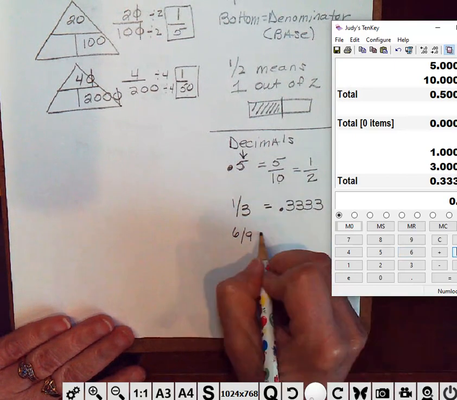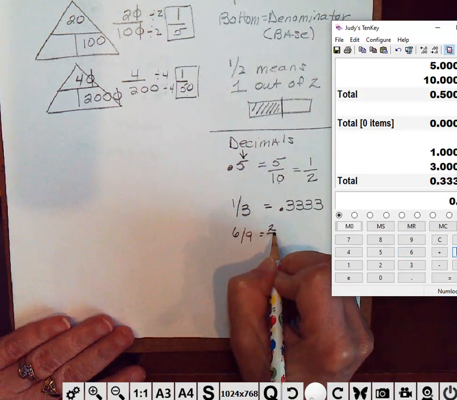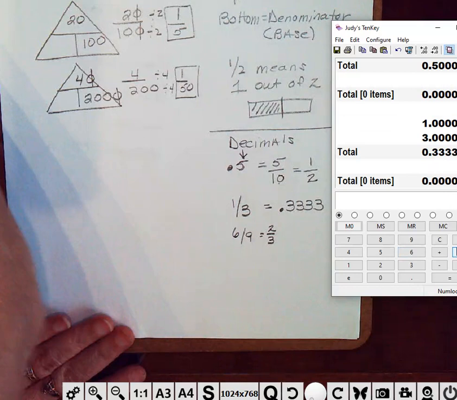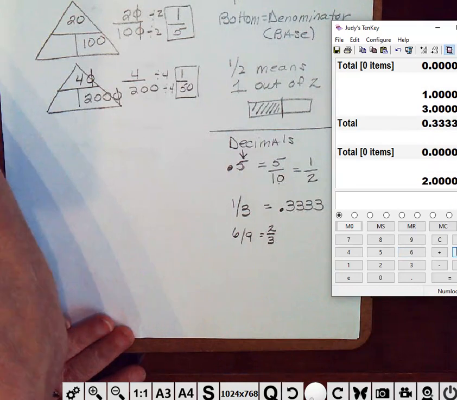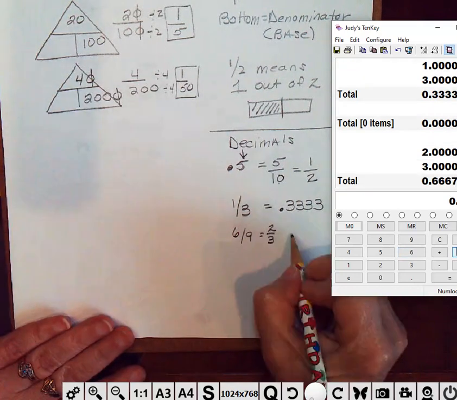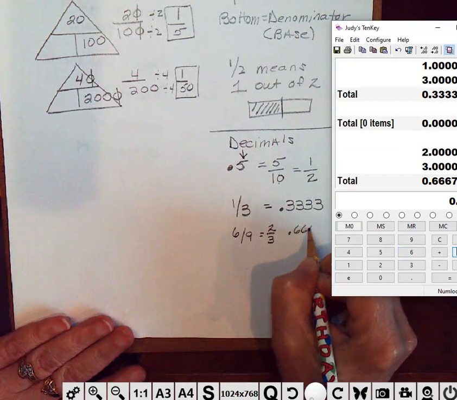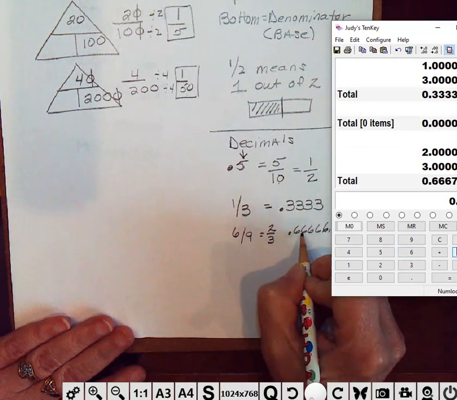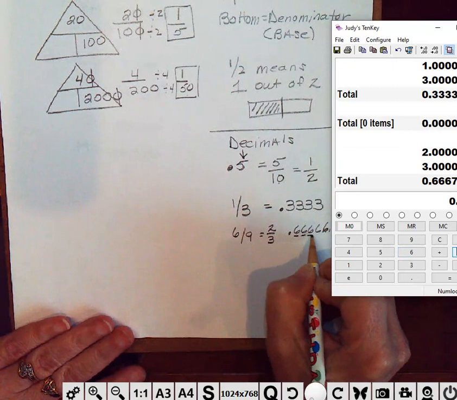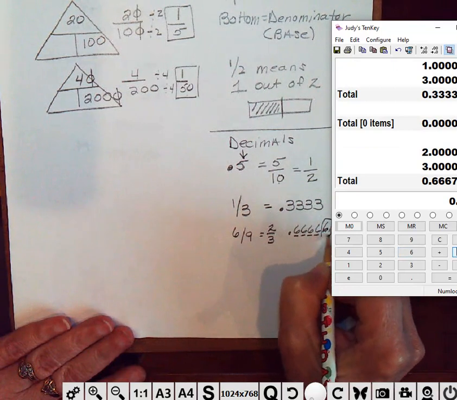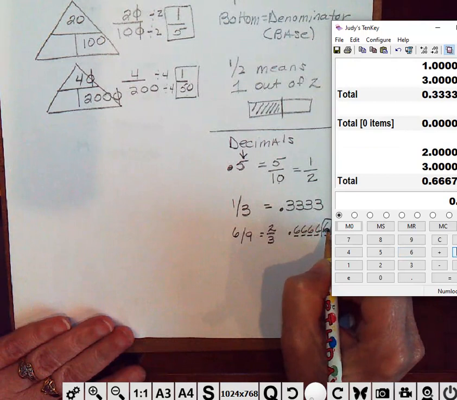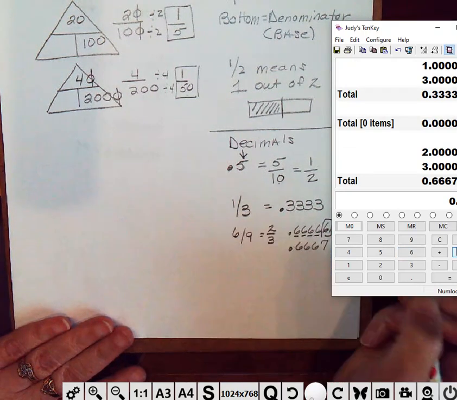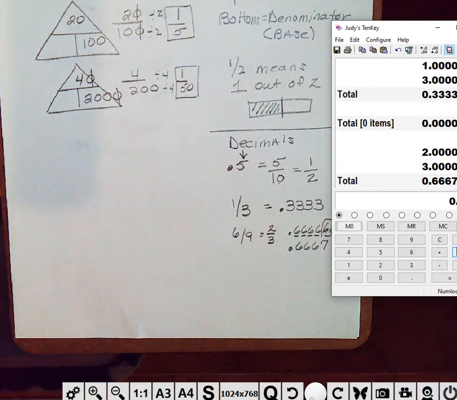Which is the same as 2/3. 2 divided by 3 is 0.666 and it never ends. So if we carry it out to 4 places, you look to the right, it's greater than 5, so we're going to round it to 0.6667.